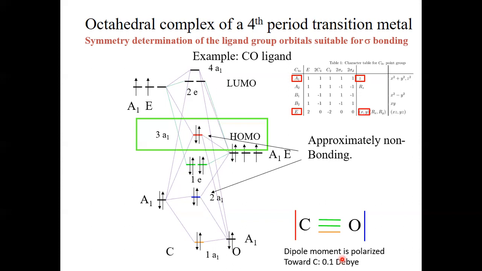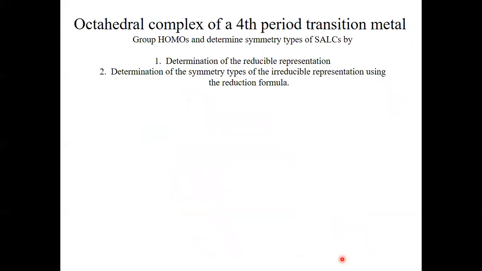Now let us apply our knowledge to the construction of ligand group orbitals. Our next step is to determine the symmetry types of these highest occupied molecular orbitals that are suitable for sigma bonding, and we apply the usual two steps. We first determine the reducible representation for the respective orbitals, these are the HOMOs, and then we determine the symmetry types of the irreducible representations using the reduction formula.